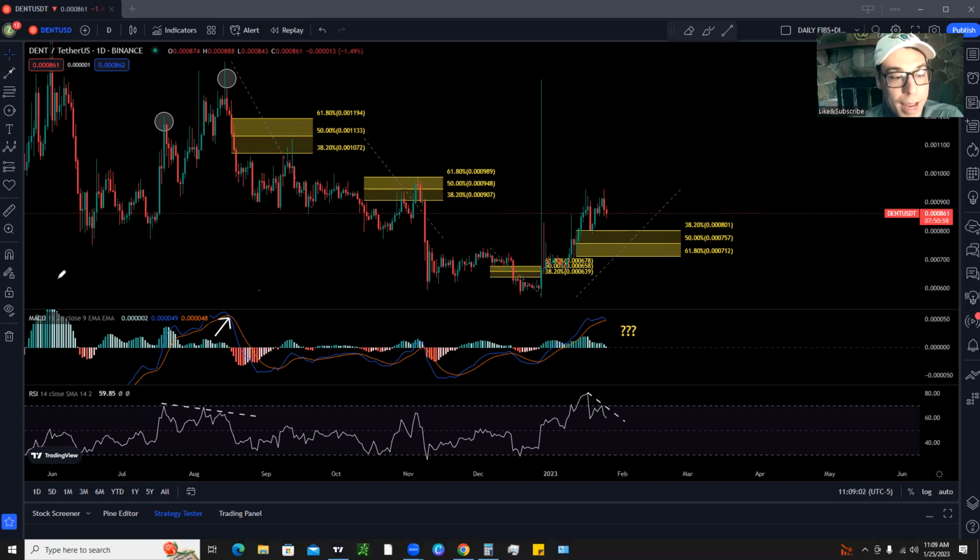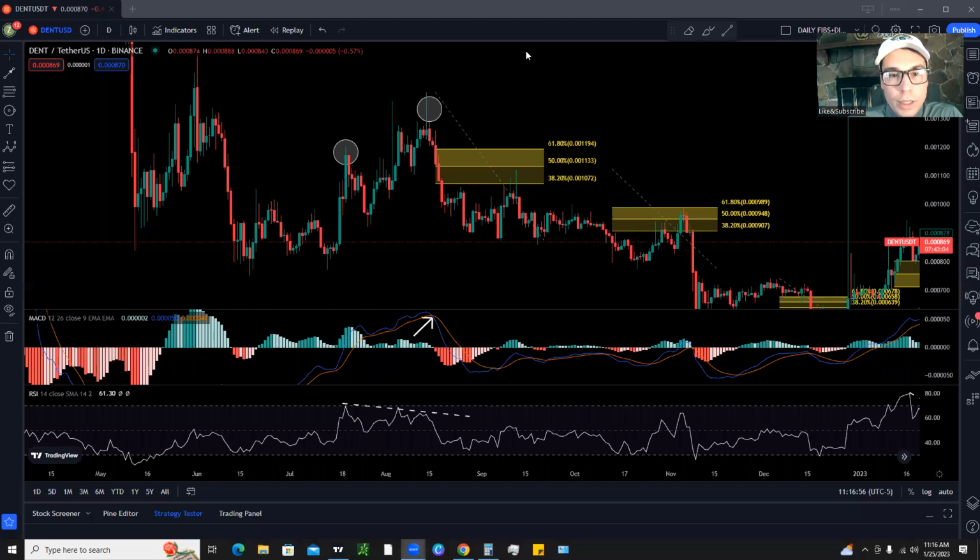Now, the MACD is going to be very, very useful, especially when you combine it with your RSI. So we're going to go over a warning sign and something that you need to be aware of, really in all tokens, but in this one particular, so that way you can prevent yourself from a move to the downside.